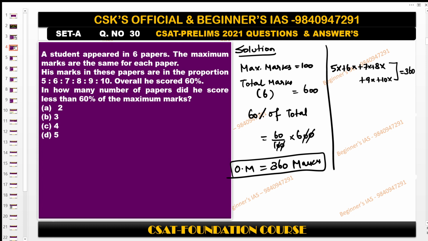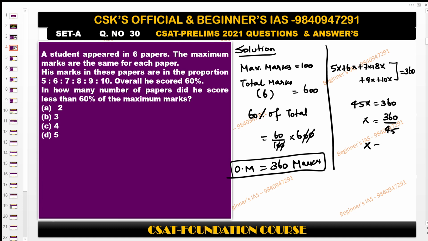Find out the value of x. So here 45x is equal to 360. Then x is equal to 360 by 45. x is equal to 8. Okay, x is equal to 8.